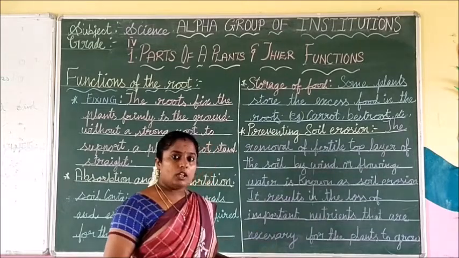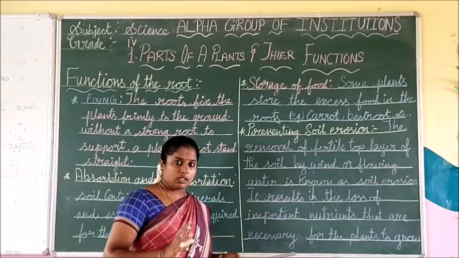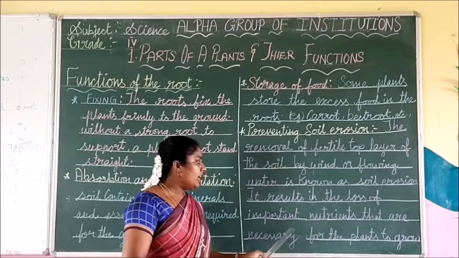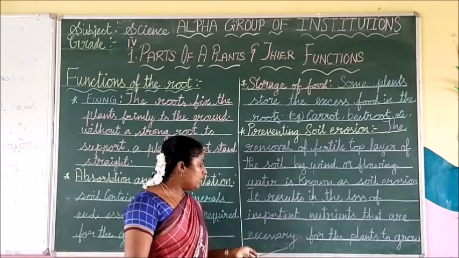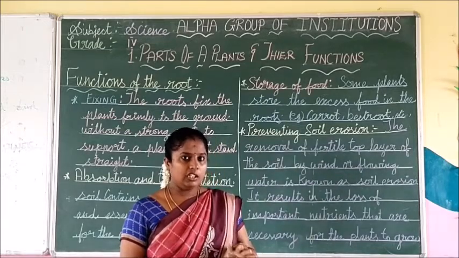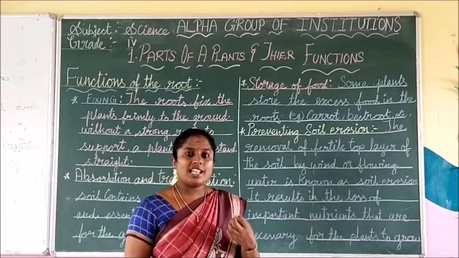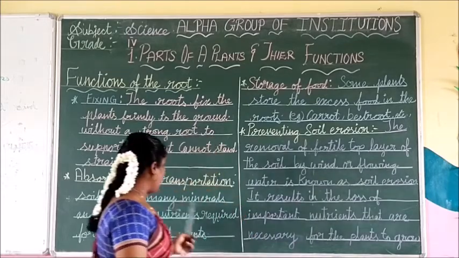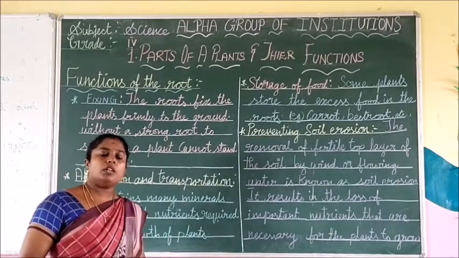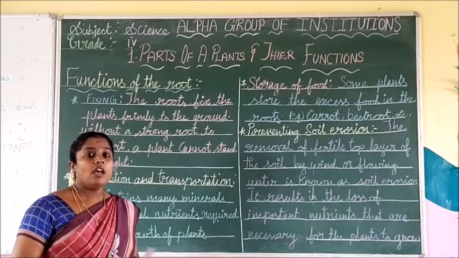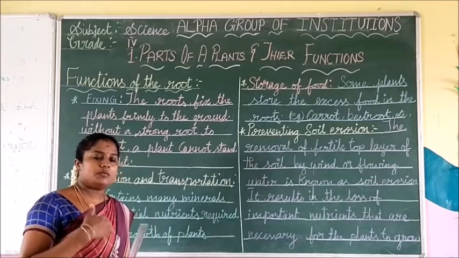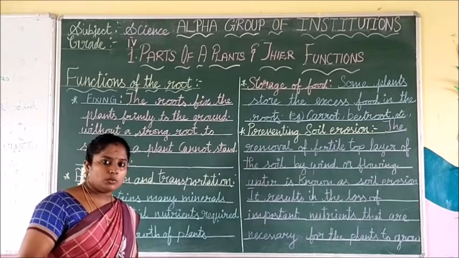So what happens due to that? It results in the loss of important nutrients that are necessary for the plants to grow. Mainly, where do the roots get the food? From absorption, the second function, absorption and transportation. In absorption, it absorbs all the nutrients and essential minerals from the soil only. It doesn't absorb sand. The plant prepares its food and transfers it to all the parts of the plant through the stem.